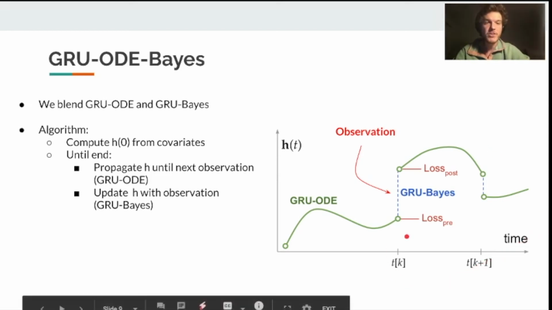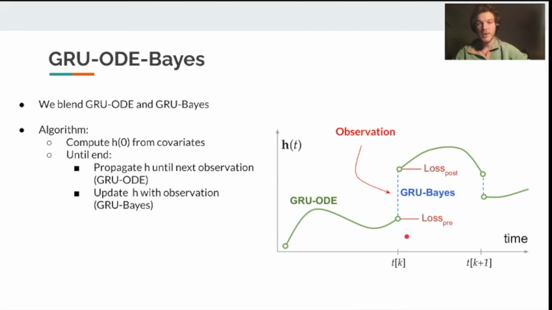At which point you would feed the observation and the current hidden state, so H of TK, to GRU-Bayes to update the state. And then you continue with GRU-ODE until the next observation and so on and so forth until you process all of your sporadic information. You can do predictions about the future, so forecasting for your time series, by continuing to integrate with GRU-ODE until whenever you want.